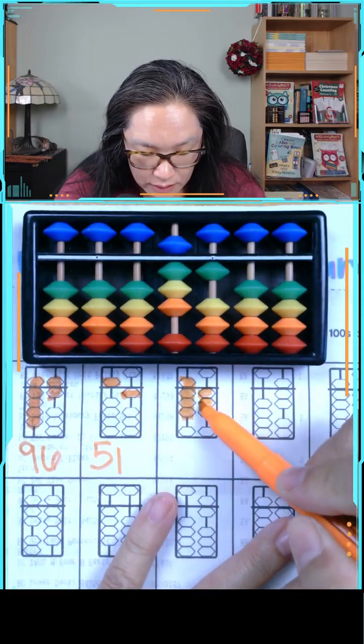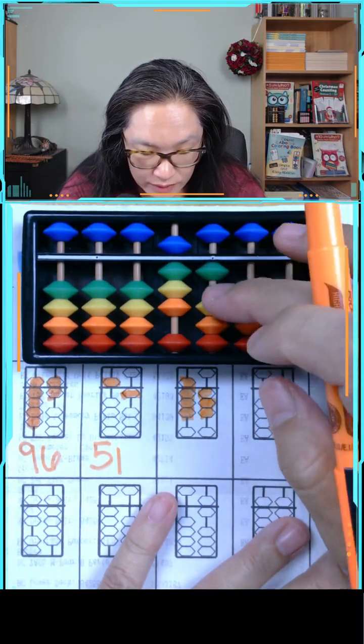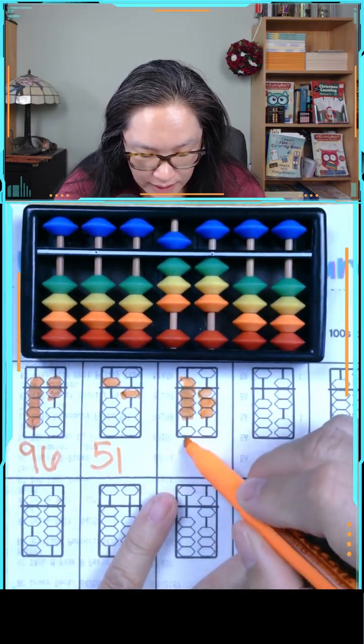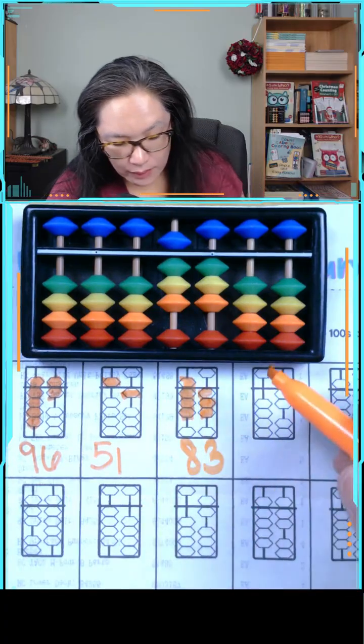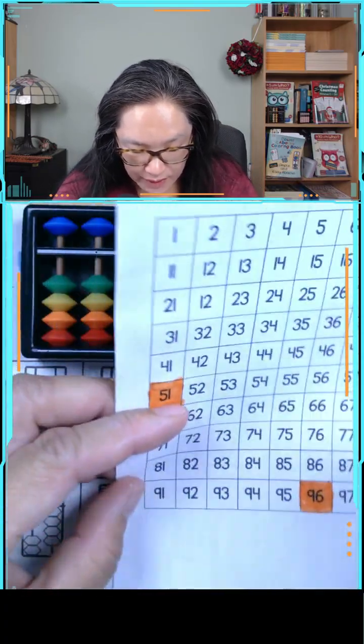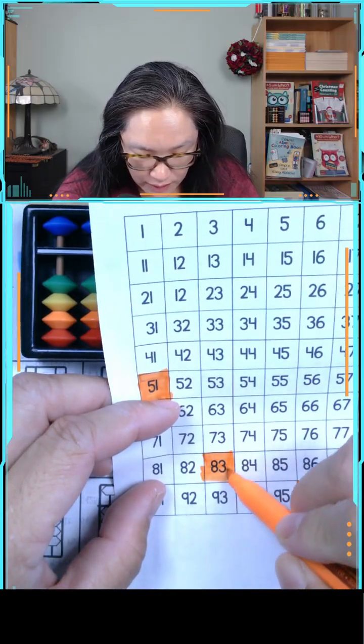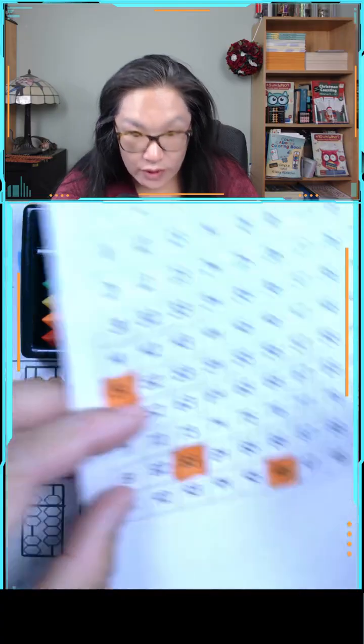83. That's what it is. 1, 2, 3. So this is 83. The top bead is a value of 5. The bottom bead is a value of 1. So when you put it all together, it gives you a number. So what we're trying to do, we're trying to visualize our numbers.